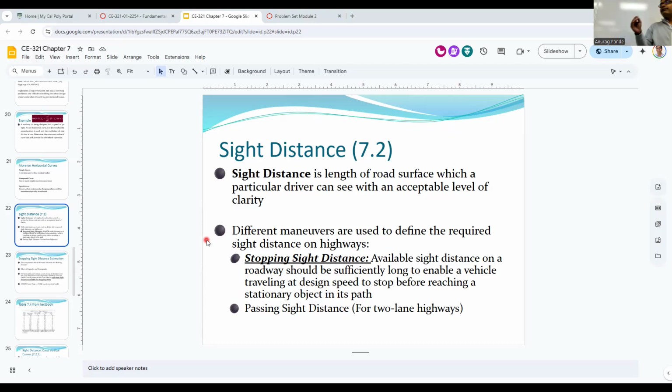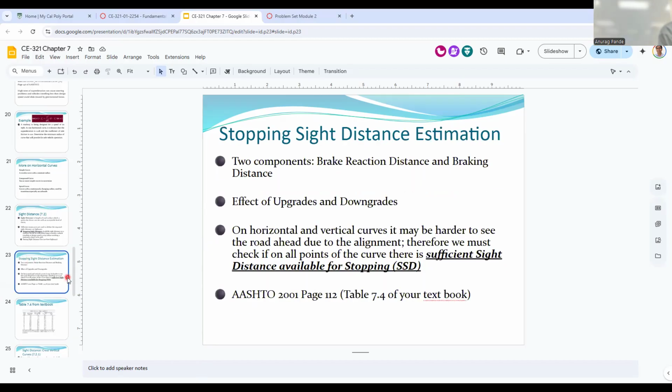Okay, and so physical factors of the roadway will impact the sight distance, and then the driver behavior, the vehicle type, the reaction time, the speed you're going, that will all affect the need that you have for how much distance you need to stop. Okay, so let's talk about stop sight distance estimation. So there are two components to the stopping sight distance.